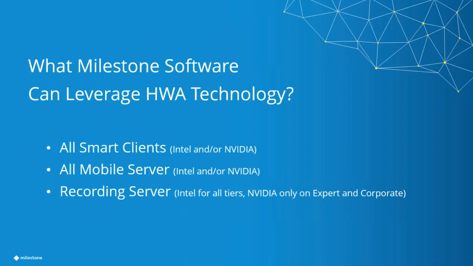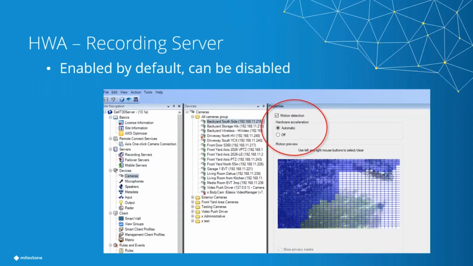So what does it look like when you're actually in the Milestone software? From a recording server standpoint, this is a screenshot of our management client. If you click on the camera node and drill down to a camera, then go to the motion tab where you're setting up your motion detection, you'll see at the top there's an option that says hardware acceleration, automatic or off. Its default is automatic, which means it's going to use whatever's available for it to take advantage of. You do have the option to turn it off. I'm not sure why you'd ever want to, but the option's there should you need to or should you want to.